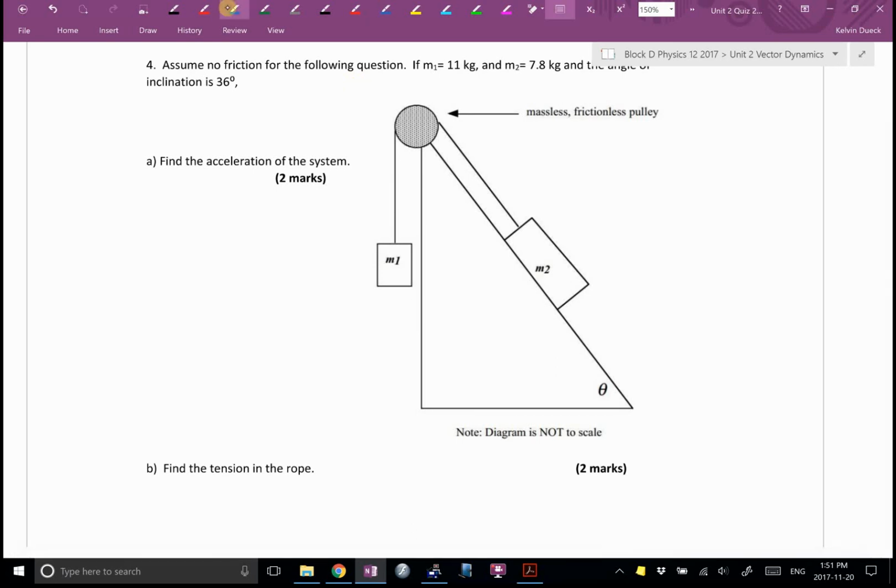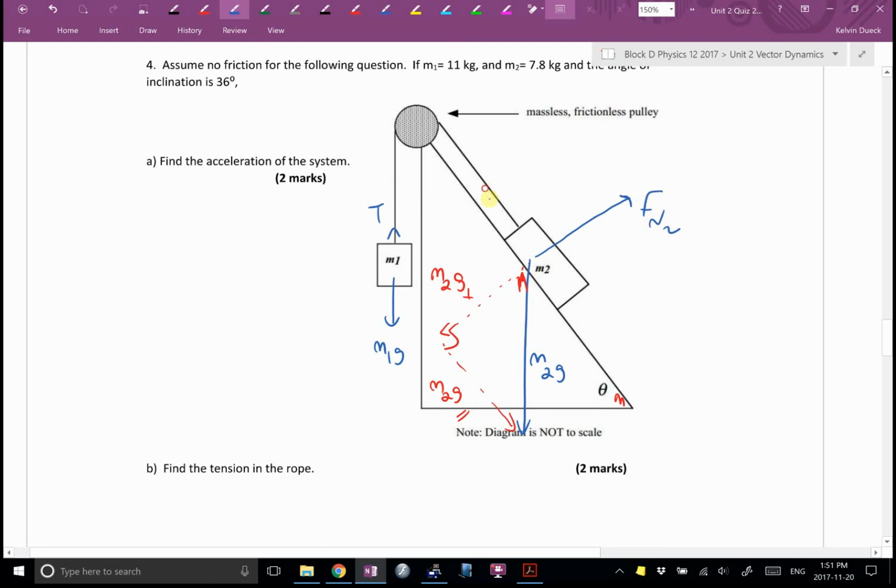All right, this is a job for a free body diagram. M1G, tension, M2G, M2G perpendicular, M2G parallel, that's theta, normal force number 2 to go with mass number 2, tension. It says find the acceleration of the system.